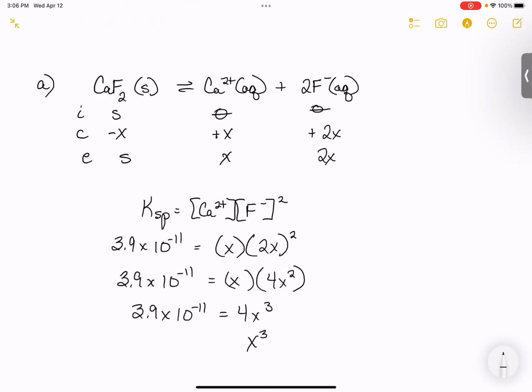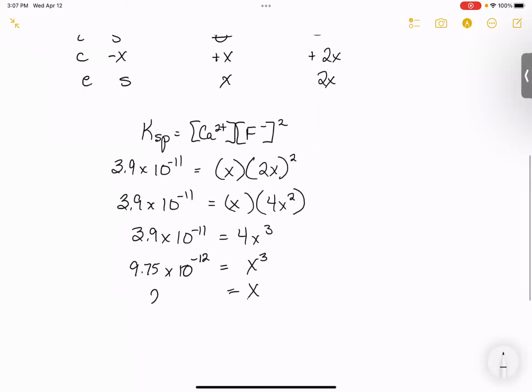So x cubed is equal to 9.75 times 10 to the negative 12. So x comes out to be equal to 2.14 times 10 to the minus 4.